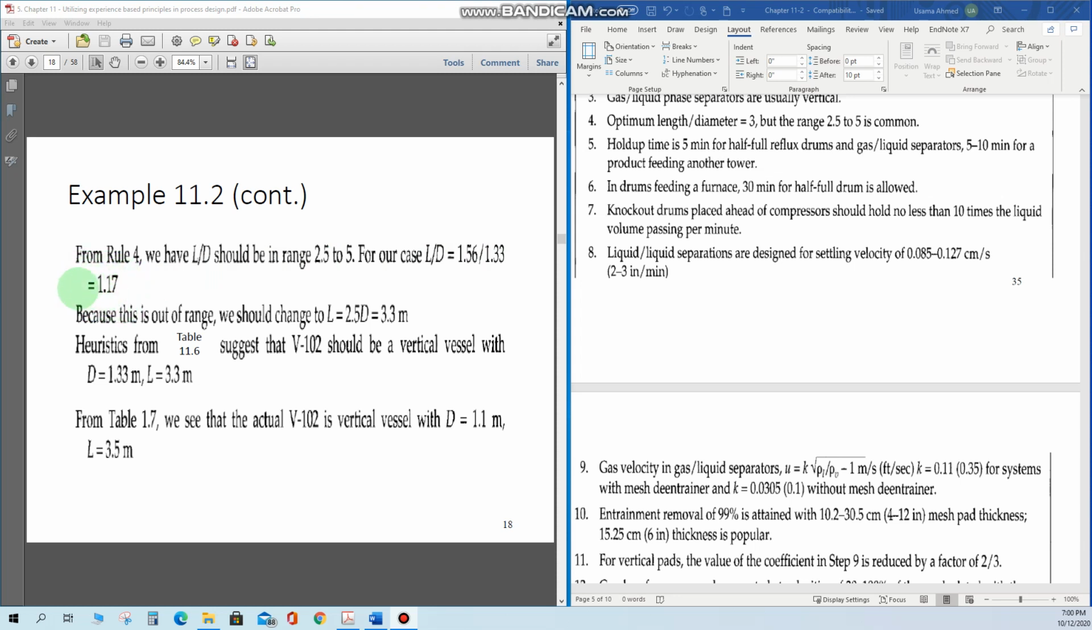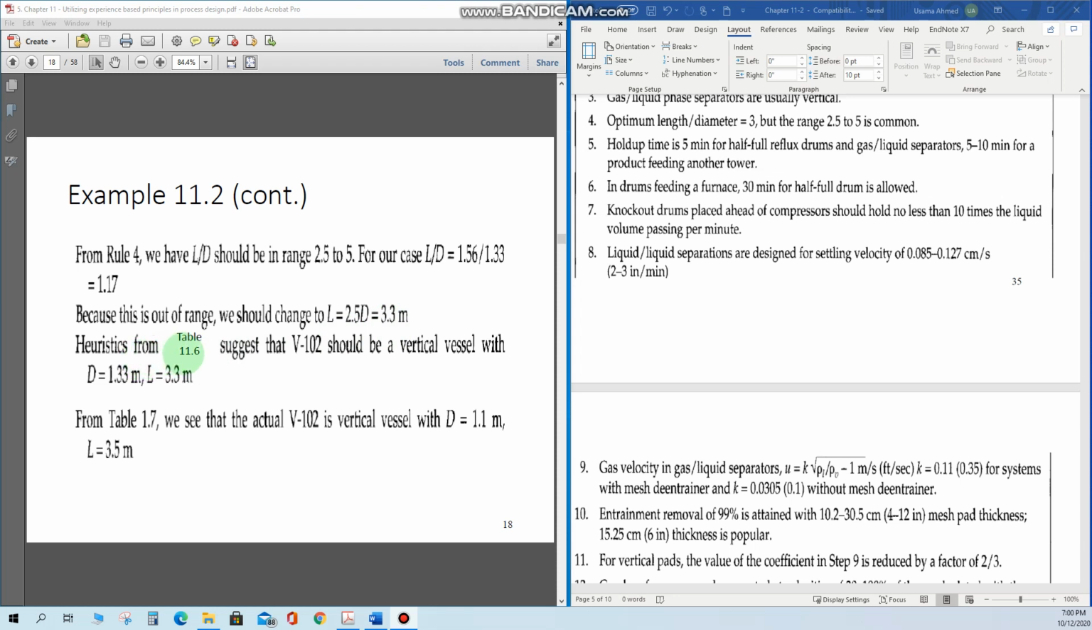However, this is not a correct value, because we know that the ratio should be between 2.5 and 5. Because this is out of range, we should change the value of L. Okay, so you can rearrange this equation in this form: L by D equal to 2.5, and then you can rearrange the equation to get the new value for the length, which comes out to be 3.3 meters.